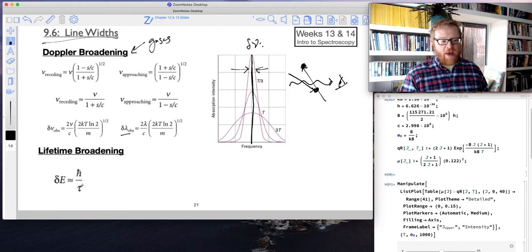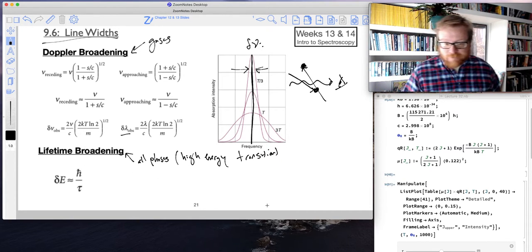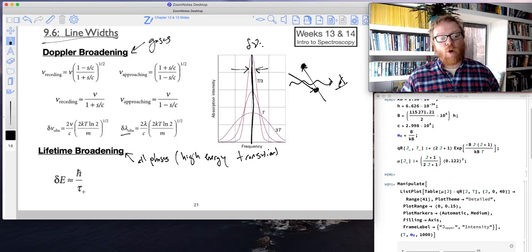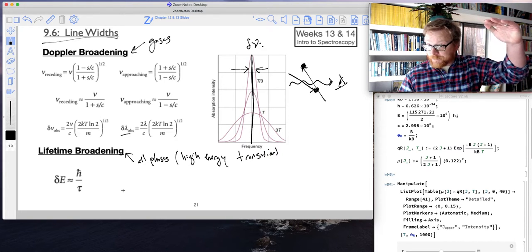So another factor, and this affects all phases, and most importantly, the high energy transitions are most affected by lifetime broadening. And what we mean here by lifetime broadening is the amount of time a state spends in that upper lying level.